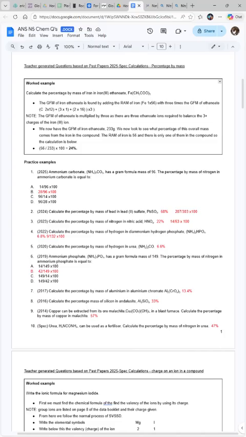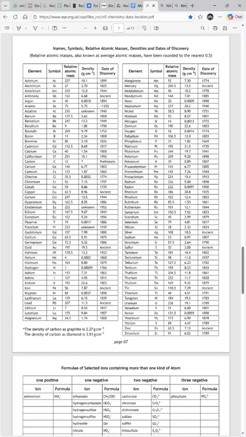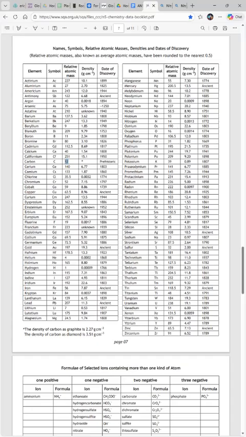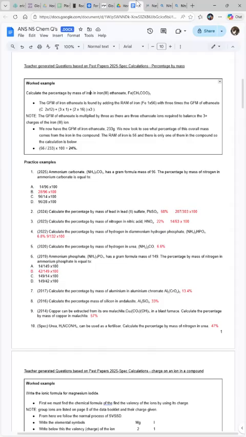We can see we've got 2 carbons within the ethanoate group, which times 3 will give us 6 carbons in total. So 6 times carbon, which is 12, will give us 72. We then have the iron itself, which in the data booklet, page 7, is 56 in terms of relative atomic mass. When we join all that together, we get iron ethanoate's GFM of 233. And you can see here the working we have for that.